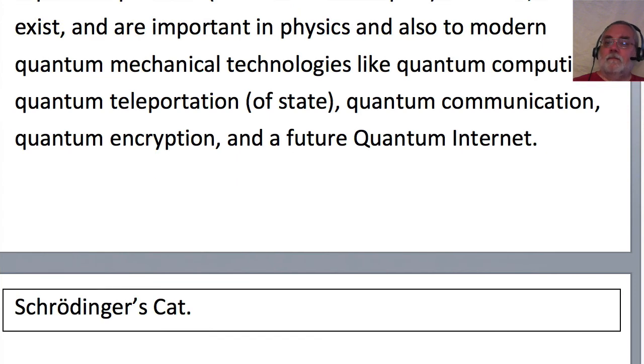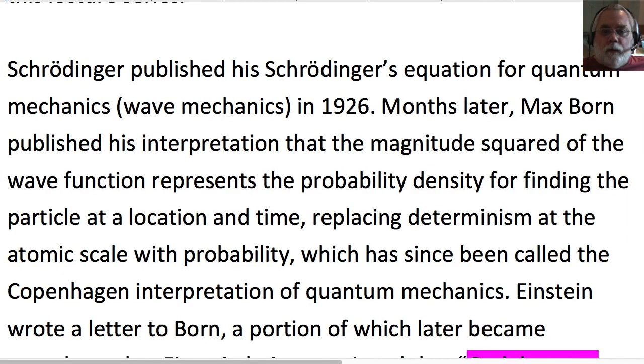Schrödinger's cat. Schrödinger published his Schrödinger's equation for quantum mechanics, wave mechanics, in 1926. Months later, Max Born published his interpretation that the magnitude squared of the wave function represents the probability density for finding the particle at a location and time, replacing determinism at the atomic scale with probability, which has since been called the Copenhagen interpretation of quantum mechanics.